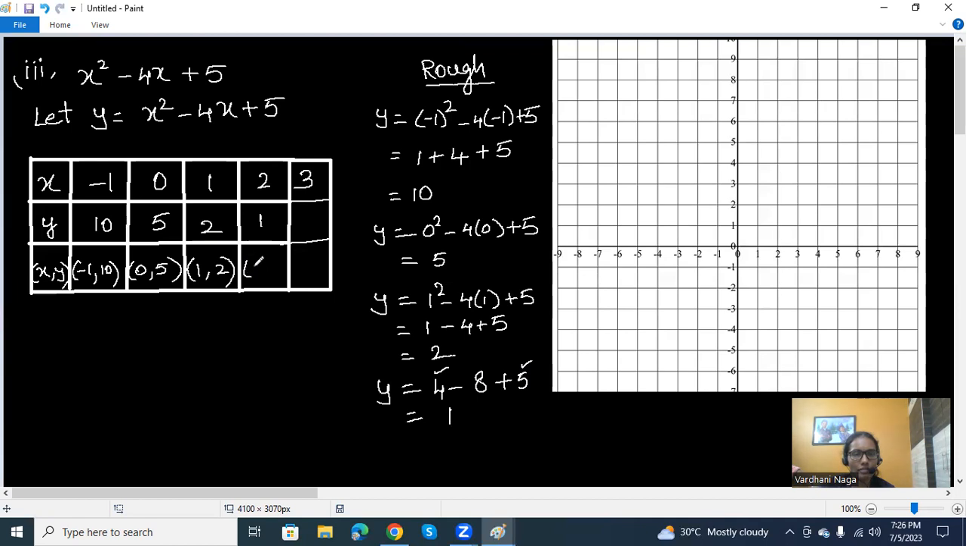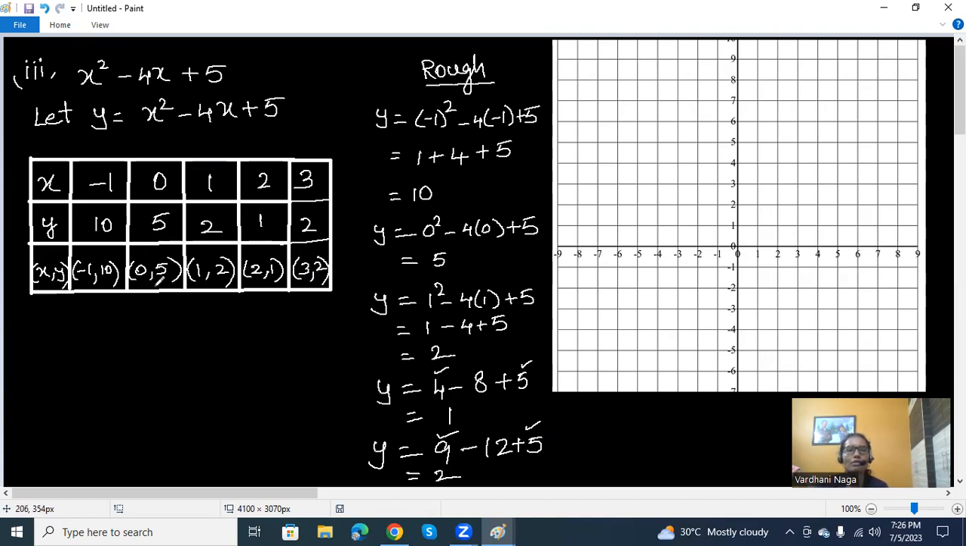So 2 comma 1. Next put 3 in place of x. 3 square is 9 minus 4 3s are 12 plus 5. Okay. 5 plus 9, 14. 14 minus 12 is 2. So you get 2 here. So 3 comma 2.